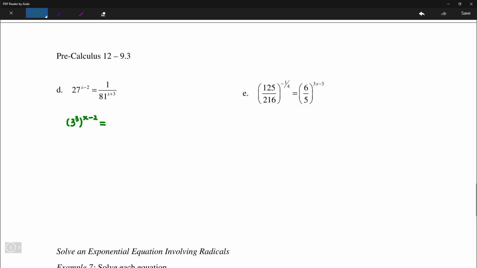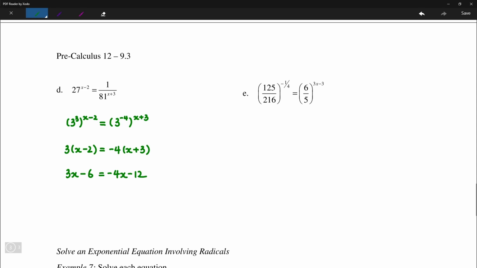essentially 1 over 81, so that's 3 to the negative 4 power, and then x plus 3. So that means we have on the left-hand side the expression of 3 times x minus 2. On the right-hand side, we have negative 4 times x plus 3. Okay, so that means on the left-hand side, we have 3x minus 6. The right-hand side, we have negative 4x minus 12.